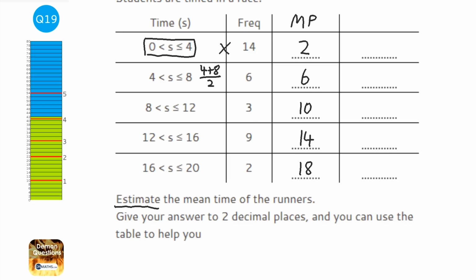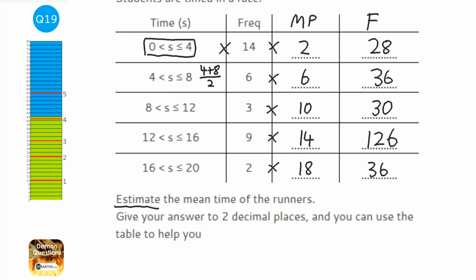Then what we do is we get the frequencies and times them by the midpoints. So it's the same as if it wasn't a group now. So we do 14 times 2, which is 28, 6 times 6 is 36, 3 times 10 is 30, and then you can use a calculator for this, so 9 times 14, have an idea of what it's going to be. Hopefully it's 126, which it is, good, and 2 times 18, which is 36.